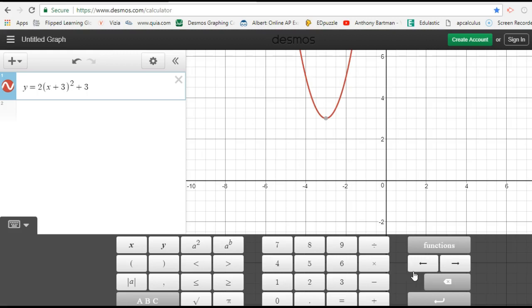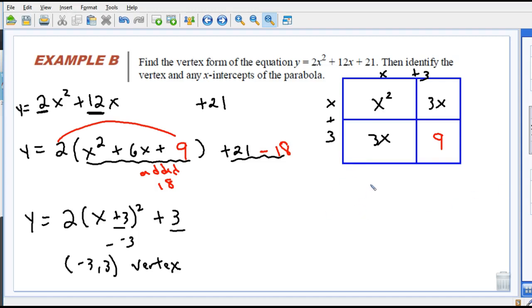So what are the x-intercepts? Well, that means where a parabola crosses the x-axis, and this one does not at all. So that means we're going to have no x-intercepts. So there's the vertex, and we can say there are no x-intercepts.